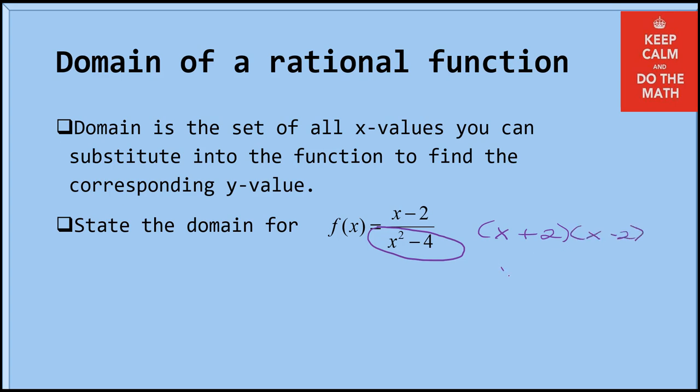And our job is to set each of these factors equal to 0 to find out which values will not work. Because in this particular case, every other number is going to work except the ones that are going to make it equal to 0. And we only have to worry about the denominator because a fraction cannot have 0 in the denominator. So in this case, x is going to have two values. It is not equal to negative 2 and not equal to 2.